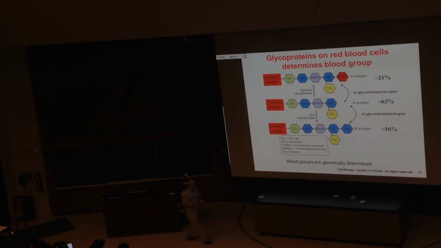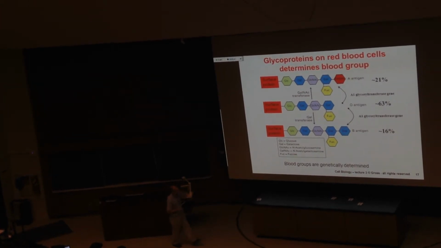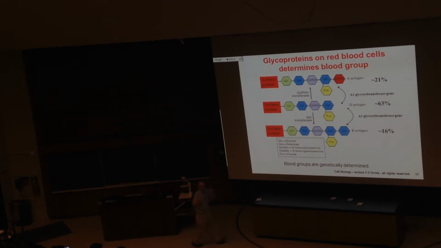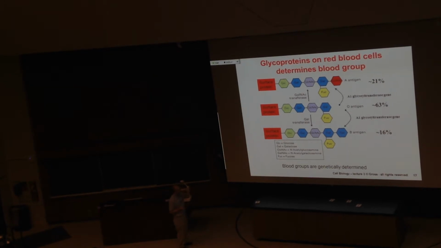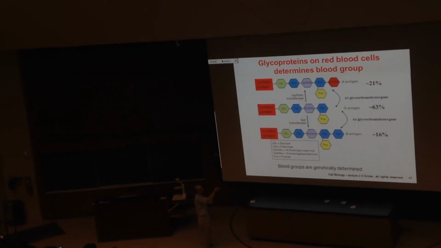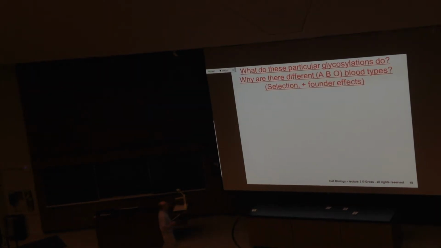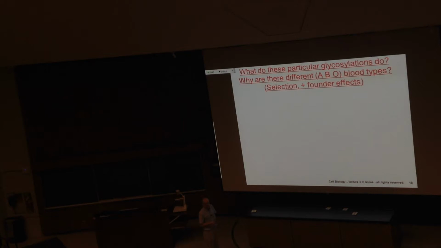Yeah. Okay, so now that's sort of interesting, but the question is, why? Why, from a historical evolutionary perspective, and what does it do for you to have A-type blood or B-type blood or O-type blood? Okay. So it's a combination of selection and founder effects.